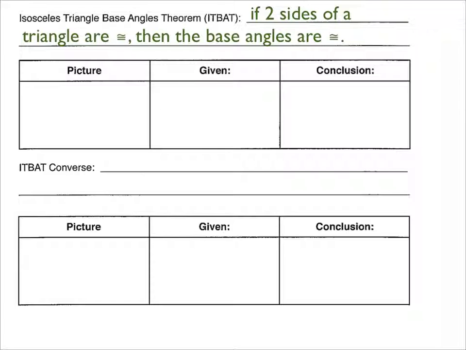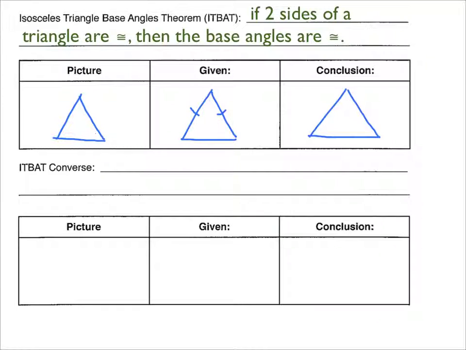Okay, so the isosceles triangle base angle theorem says, if I have a triangle, if two sides of a triangle are congruent, so your given is that in this triangle, I have two congruent sides. That makes it isosceles. What you can conclude is that the base angles, or the angles opposite them, are also congruent. So based on those two sides being congruent, we know that this angle and this angle are also congruent.